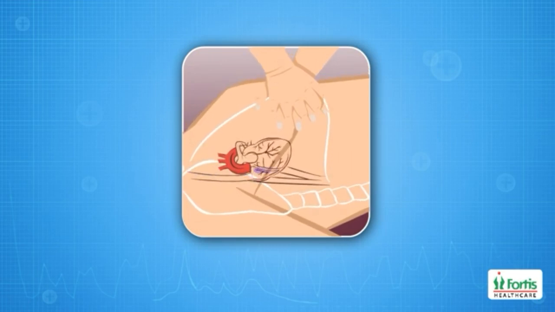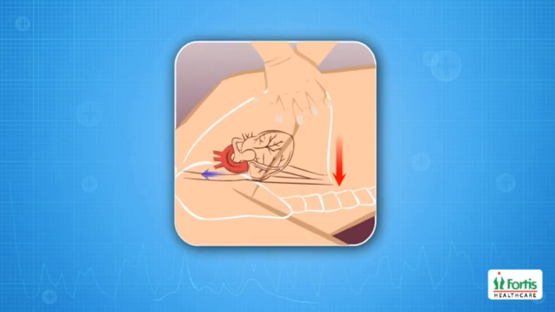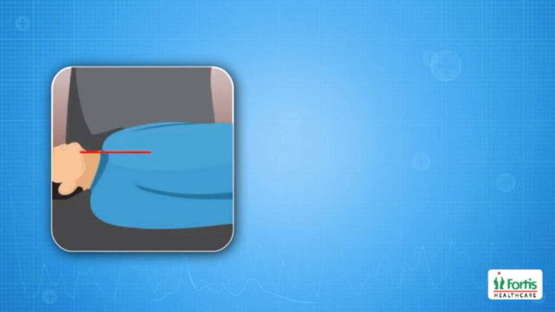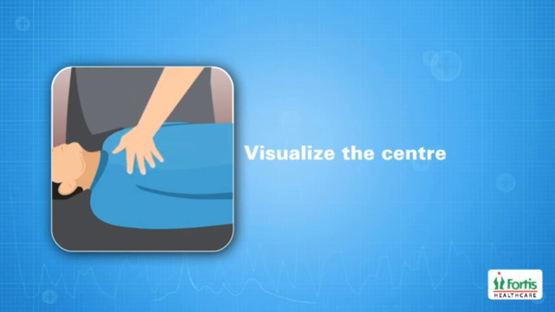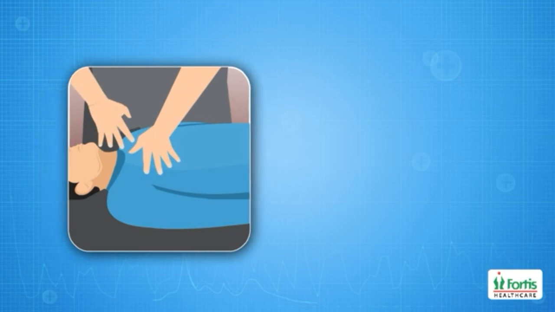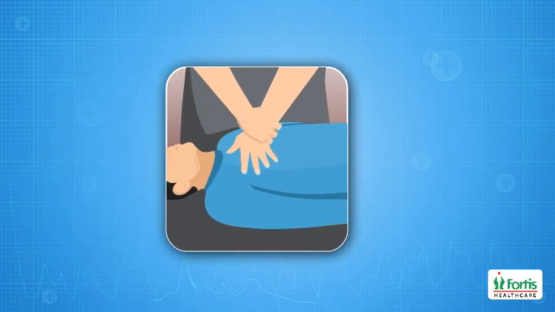It involves the compression of the heart between the breastbone and the backbone and supplying oxygen to the lungs by blowing into the casualty's mouth. Position yourself in a way that will allow you to apply vertical pressure during compressions. Visualize the center of the casualty's chest and place the palm of one hand on that point. Place the other palm on top of the first and interlock the fingers. Alternatively, you can also grasp around the wrist of the first hand.